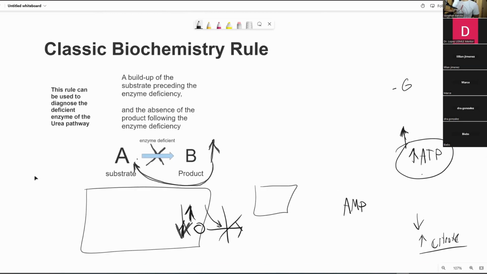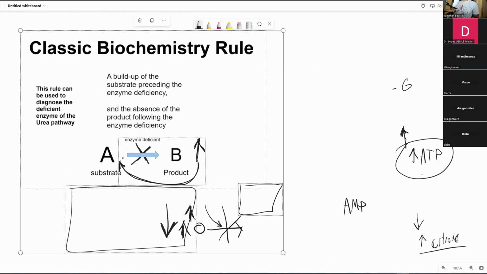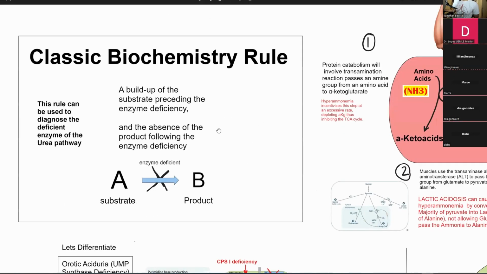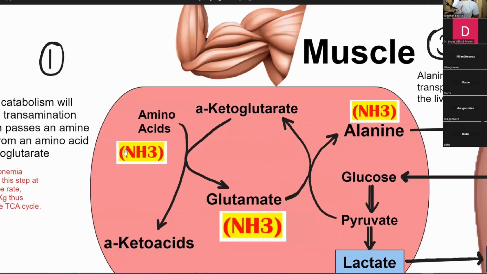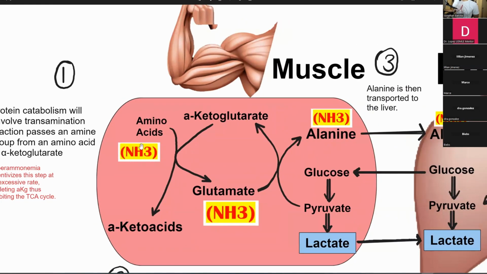Okay, but when we're looking at the urea cycle, this has to do with protein metabolism. Let's remember that protein amino acids have this ammonia. They have this nitrogenous group within their structure, and this nitrogenous group, you have to get rid of it. If you do not get rid of it, it can cause damage in the body. So basically, amino acids get processed through this.